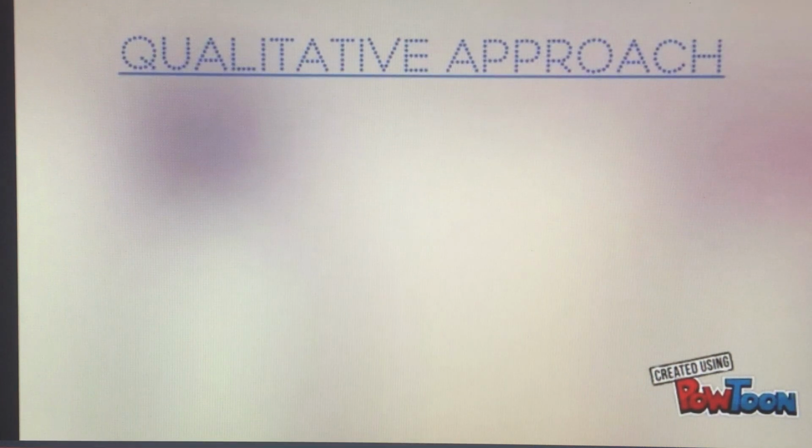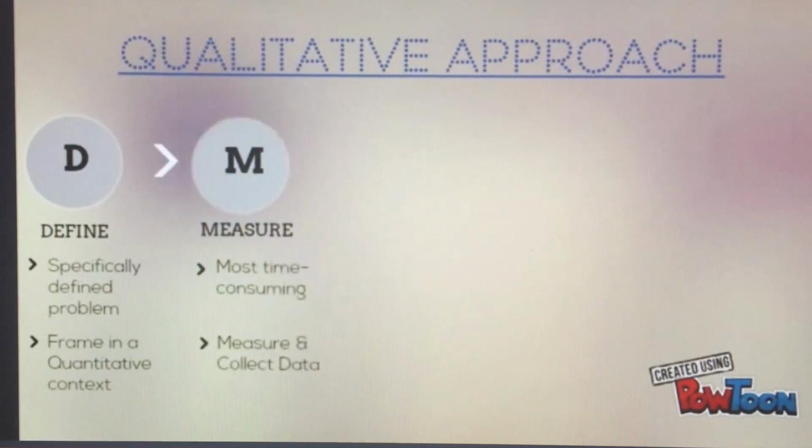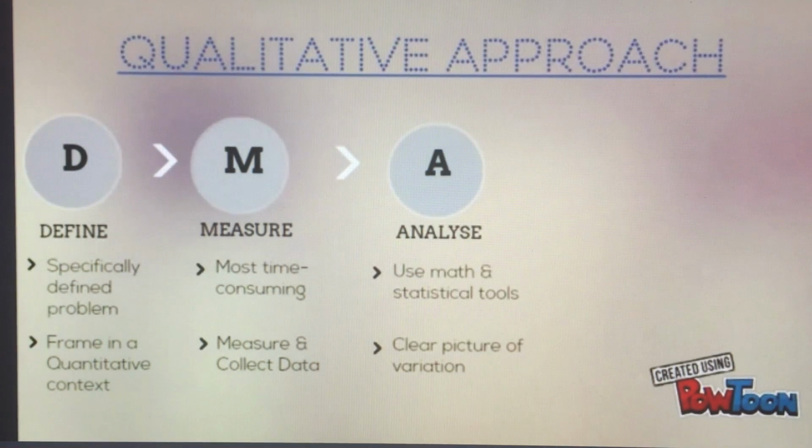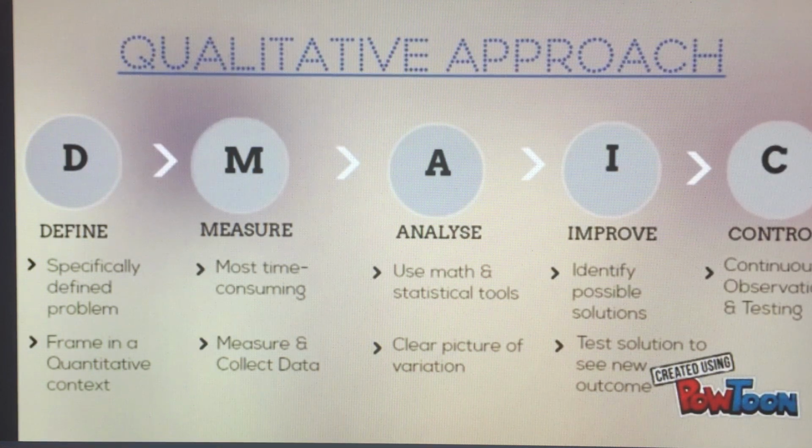The second way to apply Six Sigma is the qualitative method. This is process driven and follows the DMAIC model. First, D is to define the specific problem that needs solving. After that, M is to measure the outcomes of the process. Then, A is to analyze the data collected to draw a clearer picture of the variation. Fourthly, I aims to improve the process. And finally, C is for control and strives for continuous testing.